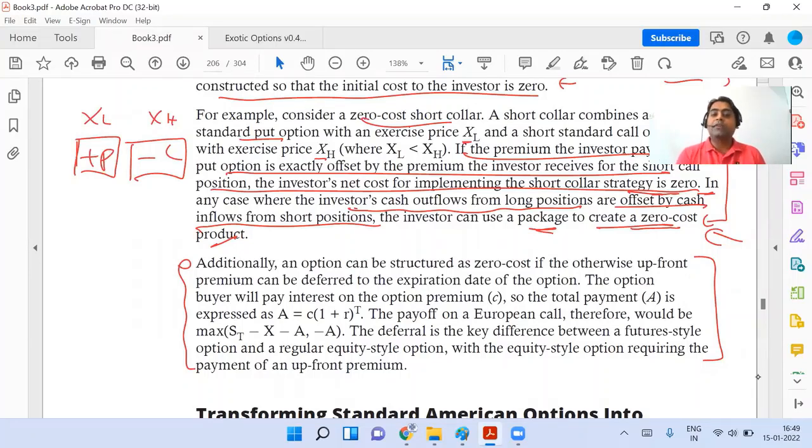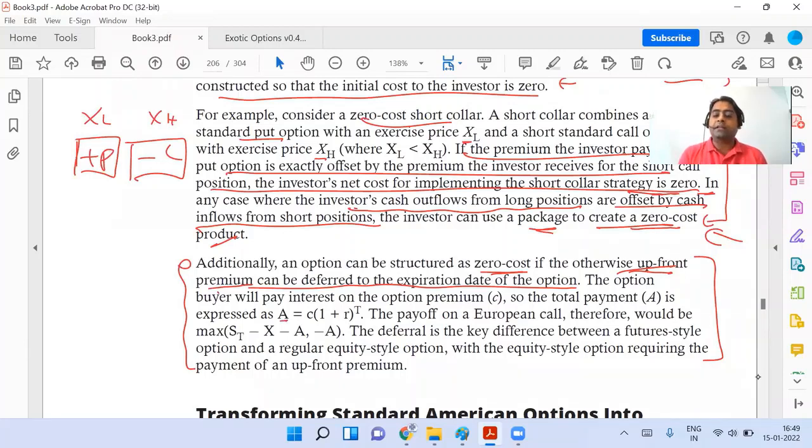Suppose we have created an option as a zero cost. Normally, if it's a normal option, the upfront premium has to be paid. But suppose I'm creating this option where the upfront premium can be deferred till the expiration of the option. So right now, when you're entering, you're not paying anything. You're buying an option, but you're not paying anything. Suppose I'll give you a basic example.